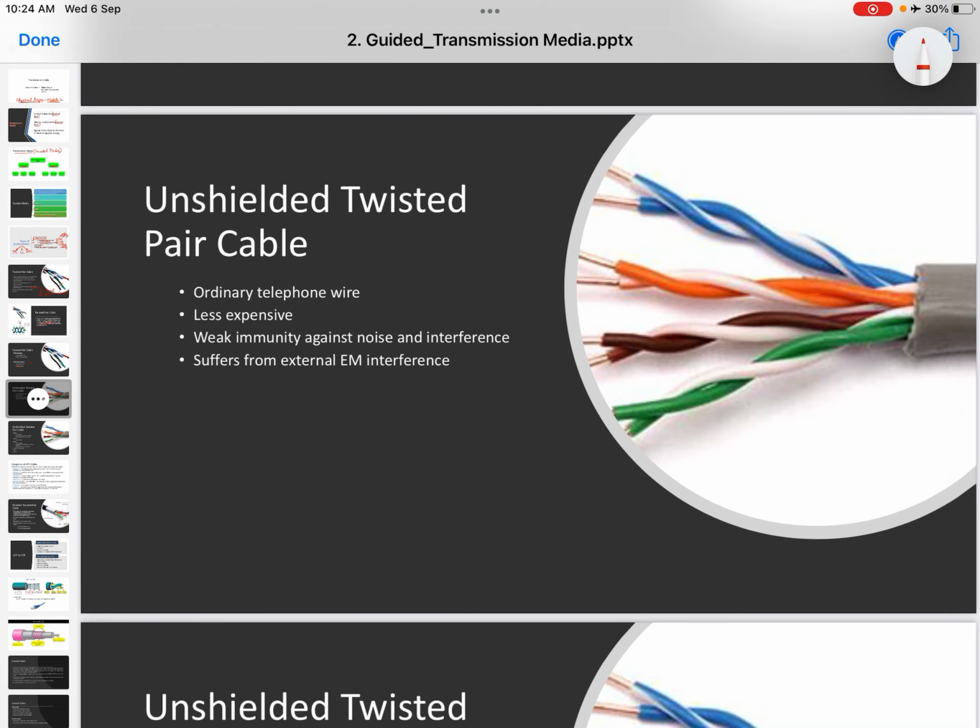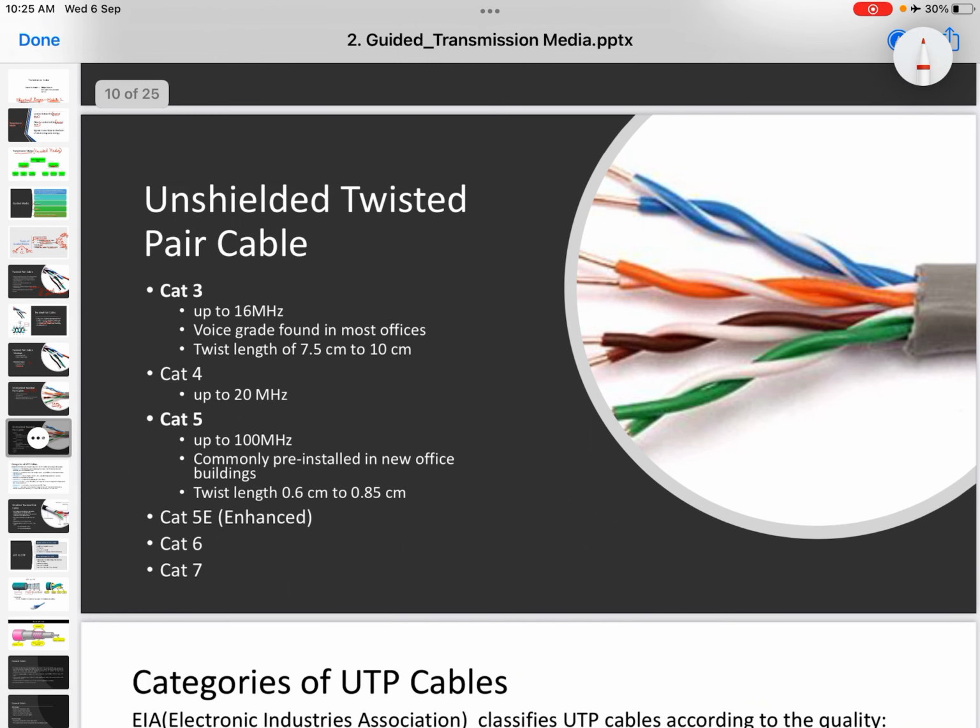Unshielded twisted pair cables. Unshielded is your UTP, which is less costly. UTP is ordinary telephone wire. It is less expensive, has weak immunity against noise and interference, and suffers from external EM interference. It is nothing but an ordinary telephonic wire.